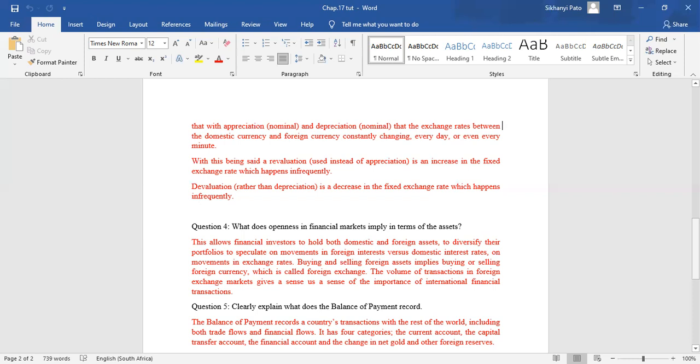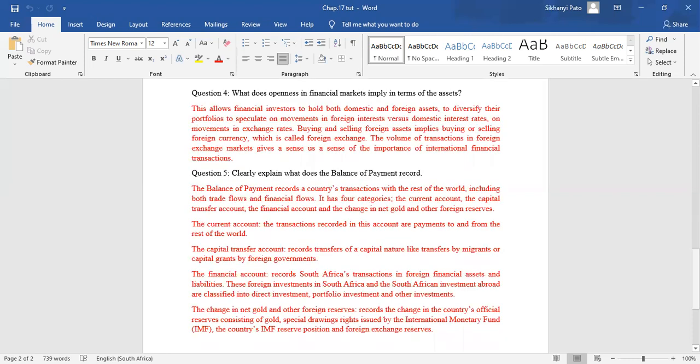So we'll be doing question 5, which is the last question for the tutorial. Question 5 says, clearly explain what the balance of payments records. The balance of payments records a country's transactions with the rest of the world, including both trade flows and financial flows. It has 4 categories, namely the current account, the capital transfer account, the financial account, and the change in net gold and other foreign reserves.